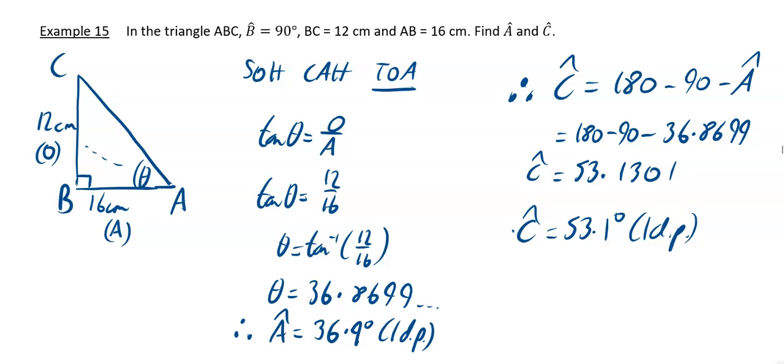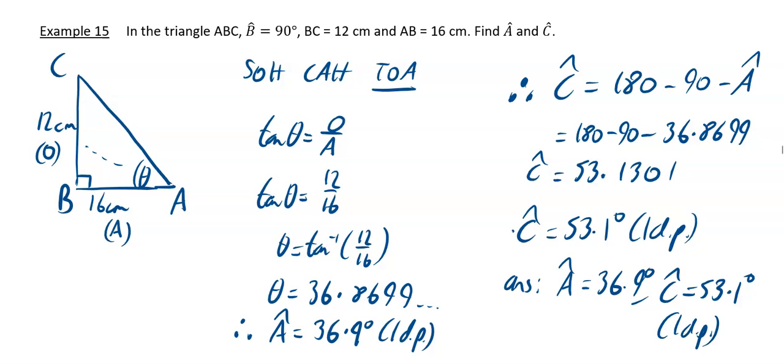Now, if I'd used the 36.9 in this particular one, it would have worked out exactly the same, but you don't know that. So if you're going to use your A in a later part of the question, use a lot more decimal places just to be sure you don't get the answer wrong. Tidy it up for the person marking it and just say your answer: angle A is equal to 36.9 degrees and angle C is equal to 53.1 degrees, and they were both to 1 dp. Okay, you now know how to find missing sides and missing angles in right angle triangles using SOHCAHTOA, your trigonometry.